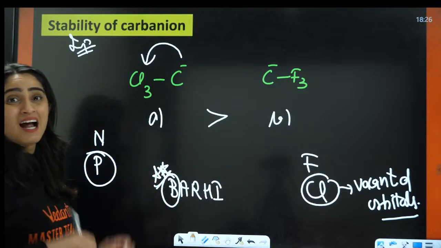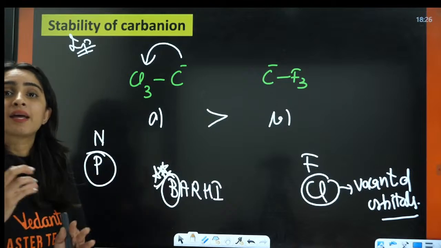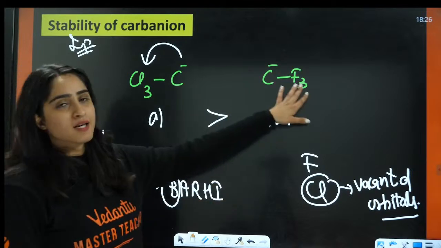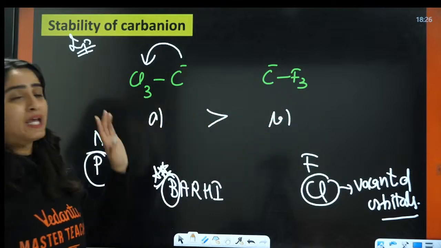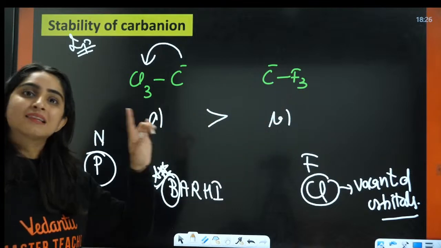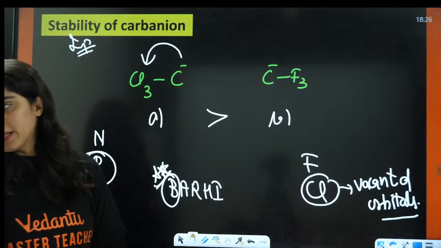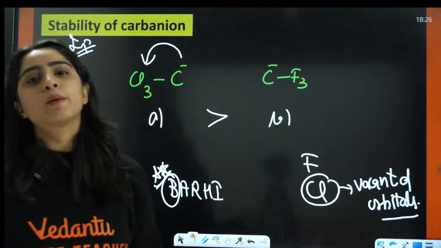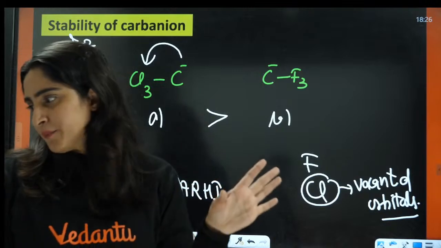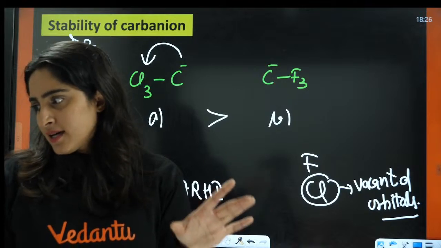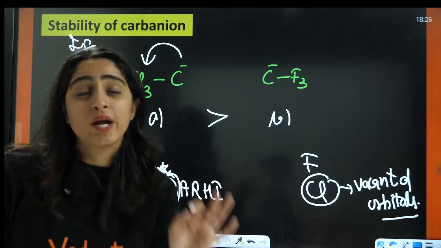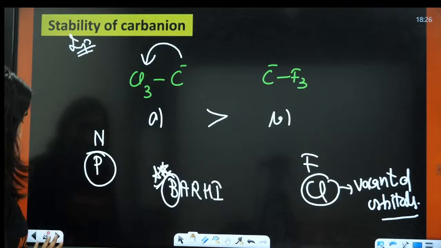For back bonding, the adjacent atom should have vacant d orbital. Fluorine doesn't have vacant d orbital, but this chlorine has vacant d orbitals, and that is the reason A is more stable than B. No, we have not applied electronegativity order here. Okay? The only trick here is knowing which factor is applied here, right?